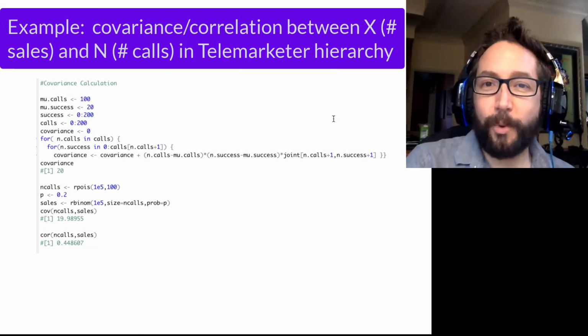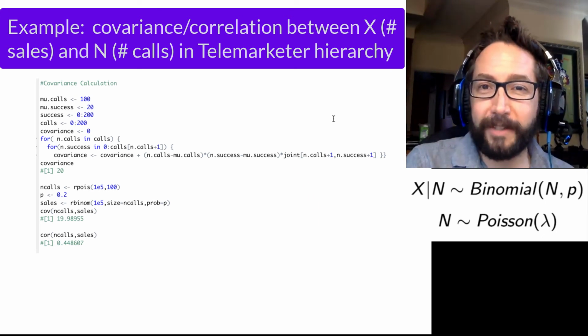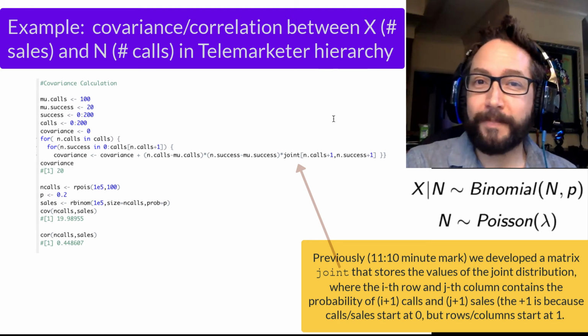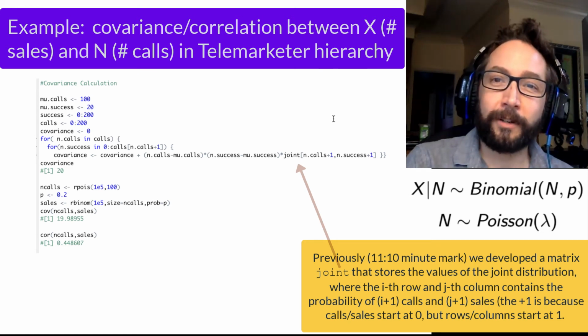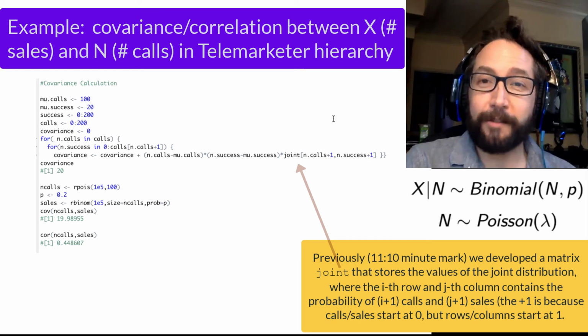So, for example, with our telemarketer example, the conditional distribution of the number of sales given the number of calls is binomial. The number of calls, though, is random. It's given to us by a Poisson distribution. We have a formula for the joint PMF of both random quantities.